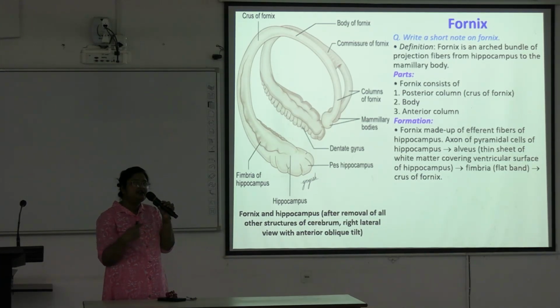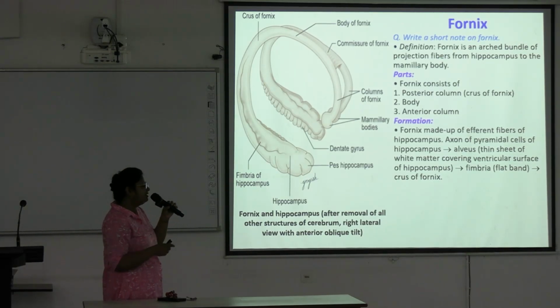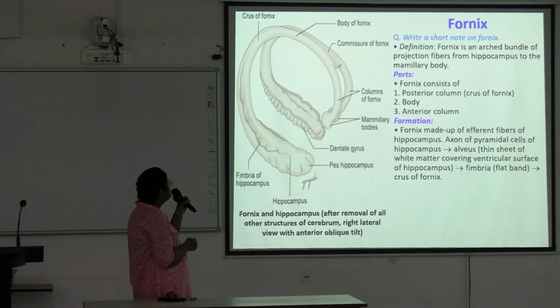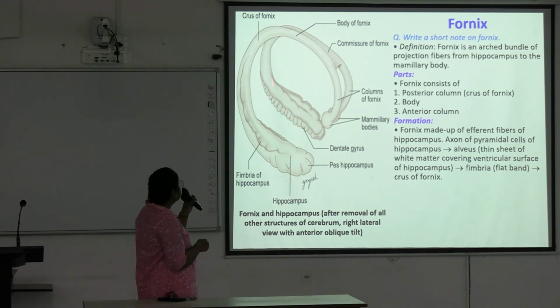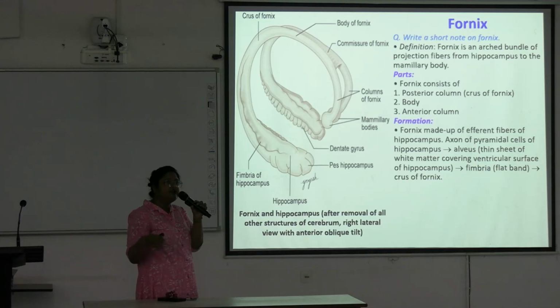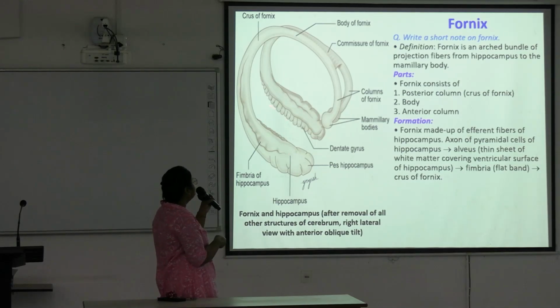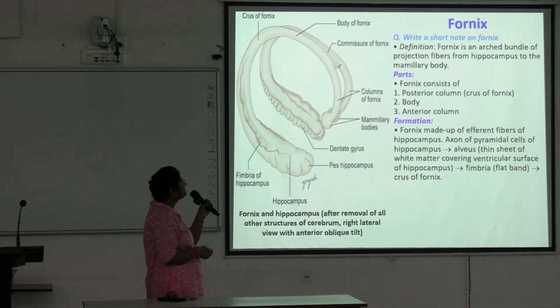In the previous class you saw the septum pellucidum, which separates the two lateral ventricles. So at the inferior margin of the septum pellucidum the fornix is lying, and these parts lie in the inferior horn of the lateral ventricle. In the floor of the inferior horn of the lateral ventricle is the hippocampus and its different parts.